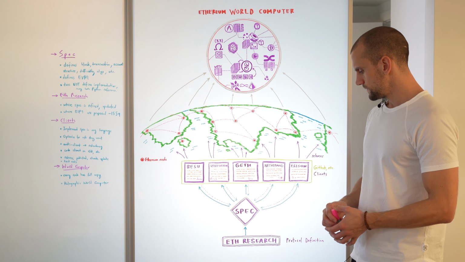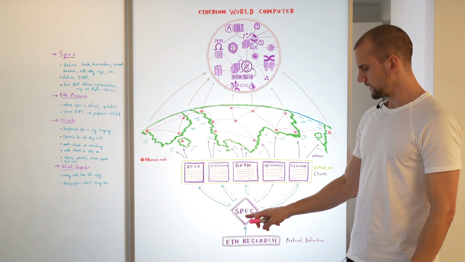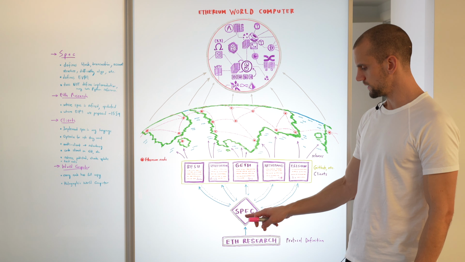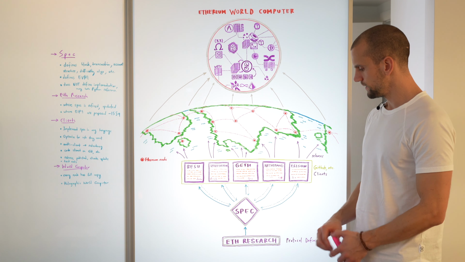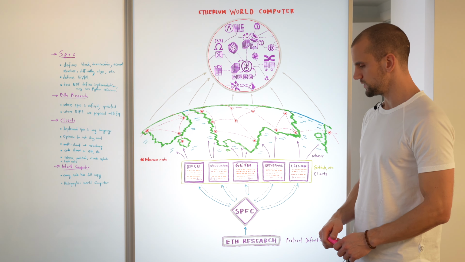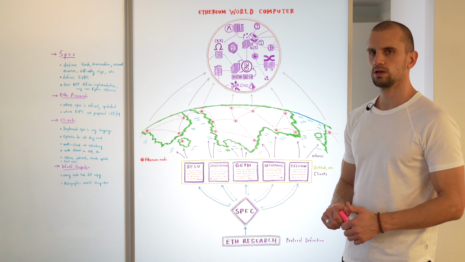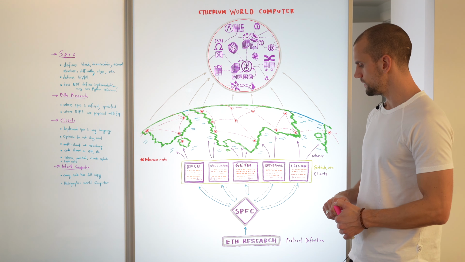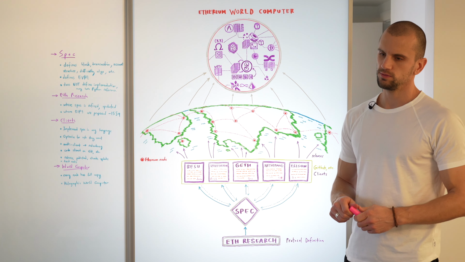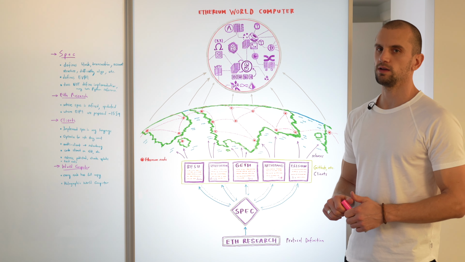So yeah, the main thing here is the spec. The spec is, like I said, kind of like the blueprint for the system. The spec is kind of the source of truth for how Ethereum should work. So all of the important features and aspects of the system are defined there.